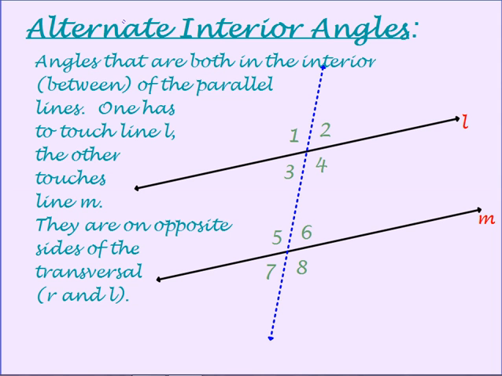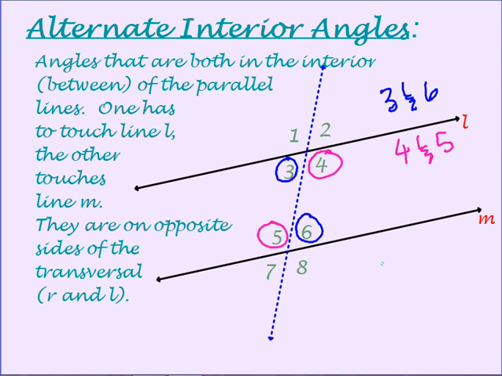Now again, they have to each touch their own parallel lines. So one of our angles is going to touch line L. The other angle is going to touch line M. I never have 2 angles on the same parallel line. So one pair of alternate interior angles would be 3 and 6. 3 and 6 would be one example of alternate interior angles. My other set then is 4 and 5. 4 and 5 would be alternate interior angles.